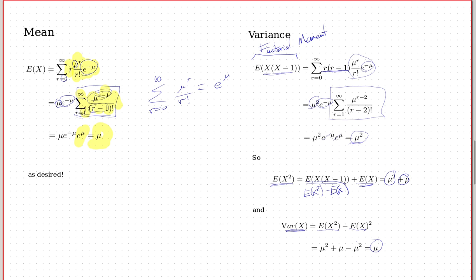So that's kind of nice. It makes it very easy to remember this. The mean and the variance of the Poisson distribution are both equal to mu. Okay, that's nice and simple.